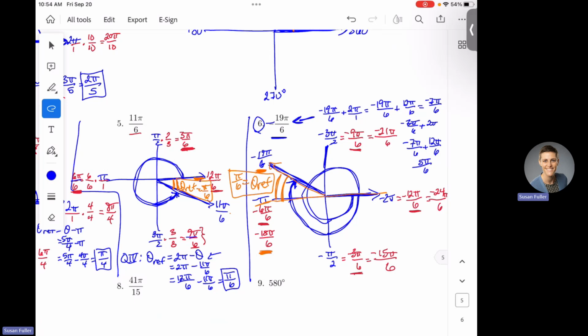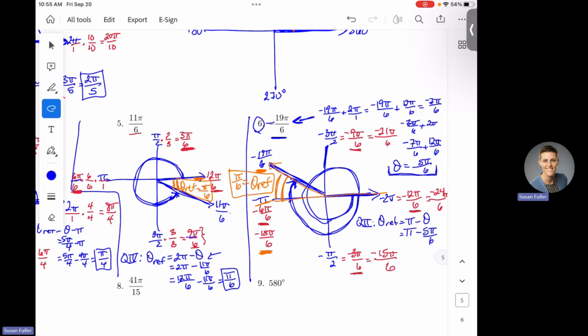This is my first positive coterminal angle. This is what I'm going to use for theta in my formulas. So we are in quadrant 2. And in quadrant 2, our formulas say that our reference angle is pi minus theta. And here we're going to use the positively rotating coterminal angle. And so I'm going to do pi minus 5 pi over 6.